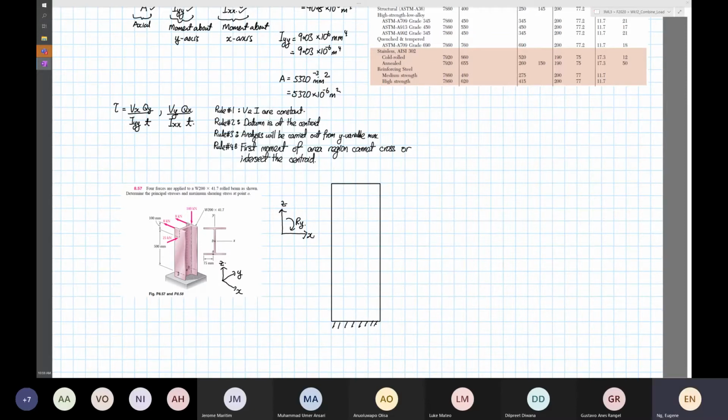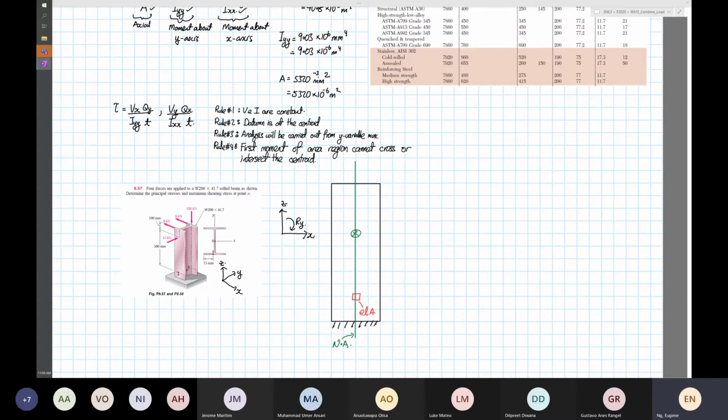Then the next thing we're going to do, we're going to say where is element A. Right. And then we are going to construct our neutral axis. Neutral axis is so important. Right. So this is our neutral axis. Right. Then we're going to put in all our forces.